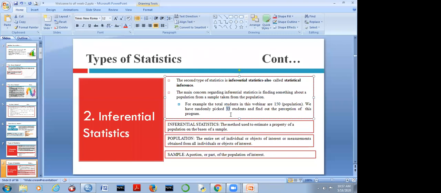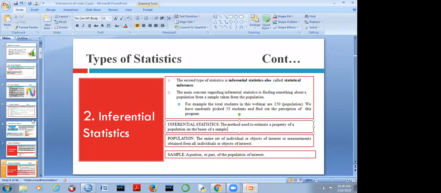Of 53, for example, 90% say good. So I can assume out of 150, again 90% will say the program is good or very good. So what I did: the method used to estimate a property of a population on the basis of a sample. So what is a population? The entire set of individuals or objects of interest, or measurements obtained from all individuals or objects of interest. That is called a population.